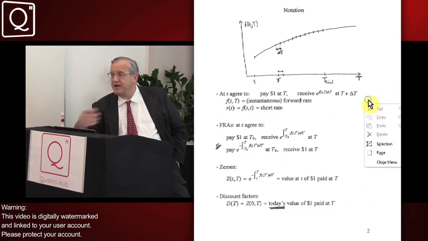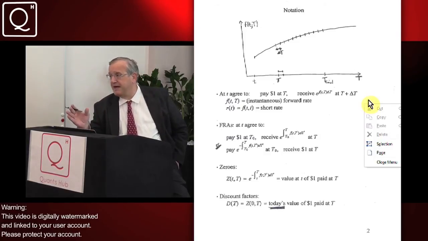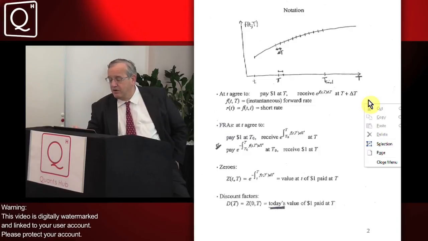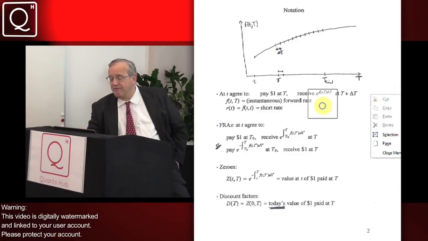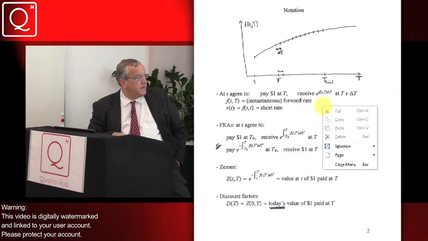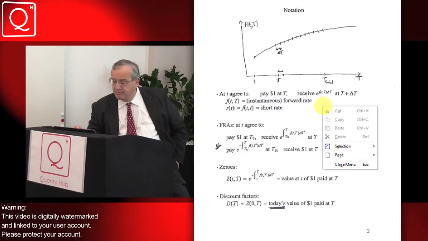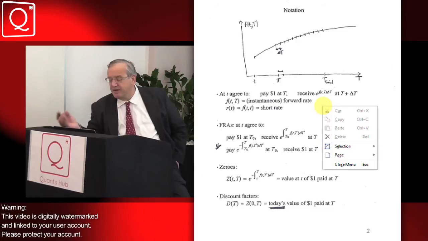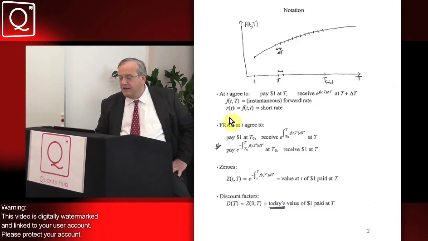And on that day, suppose I agree with you that I'll loan you $1 at some future date, capital T, and you'll pay me back the next day. The amount of interest I expect to receive is known as the instantaneous forward rate for date capital T as seen at date little t. Okay. In particular, if we're sitting here at this date little t, and I agree to pay you out the money in the next date, that's known as a short rate.